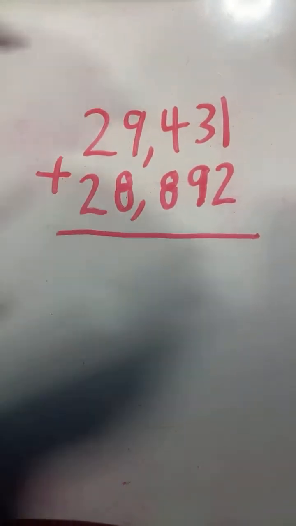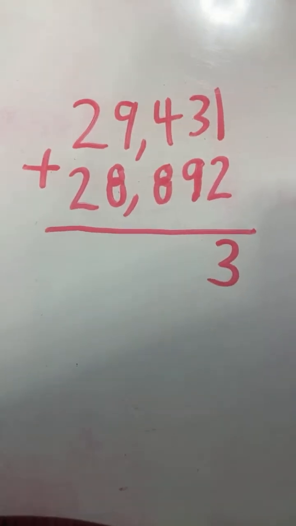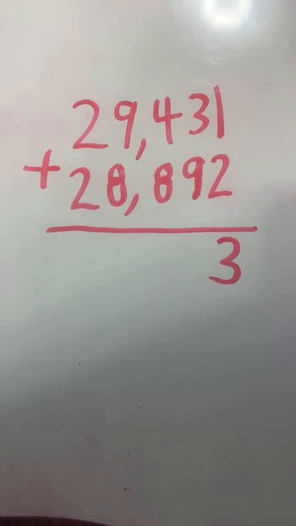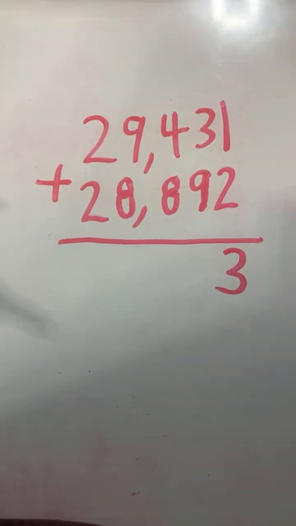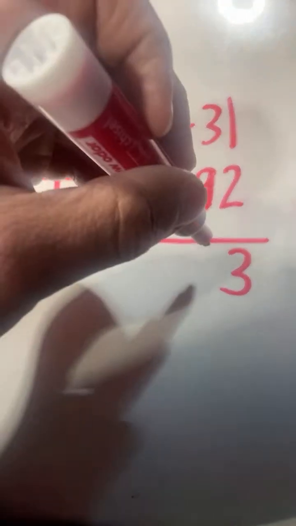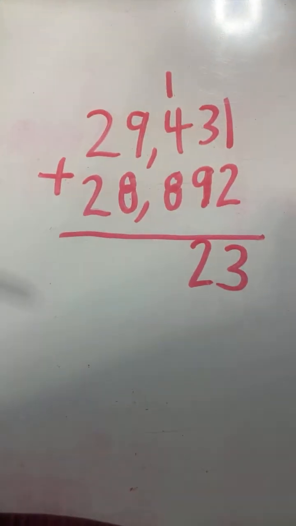So we start in the ones place. 1 plus 2 equals 3. No regrouping is needed there because our sum is less than 10. We only regroup when our sum is 10 or more. 3 plus 9 equals 12. The 2 in 12 goes in the tens place. The 1 gets carried over to the hundreds place.